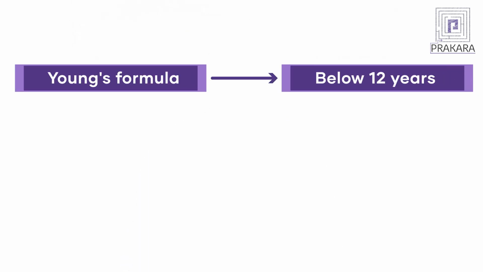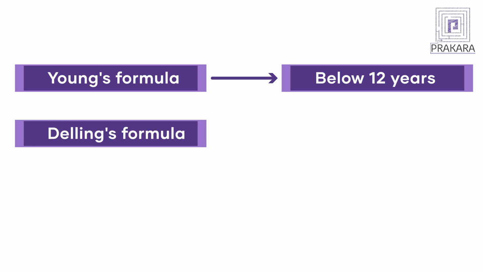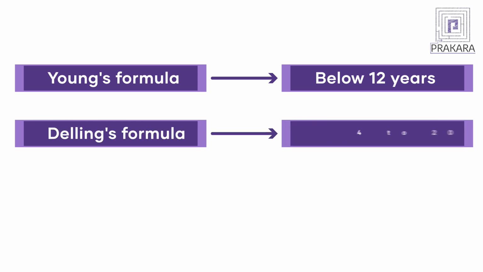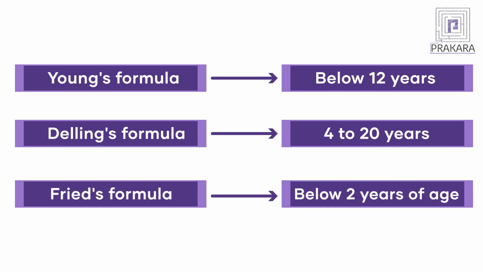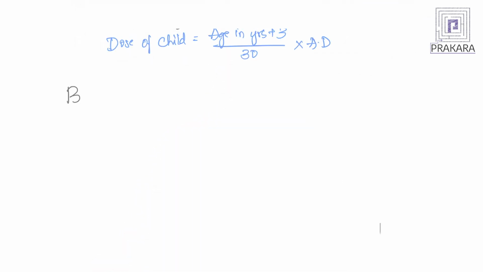Young's formula calculates the dose when the age is below 12 years, then Dilling's formula is for age between 4 to 20 years, Fried's formula is for age less than 2 years, and finally Bastedo's formula. These are all the formulae that we use for taking the age into consideration. And the next factor that we have to consider is the body weight.